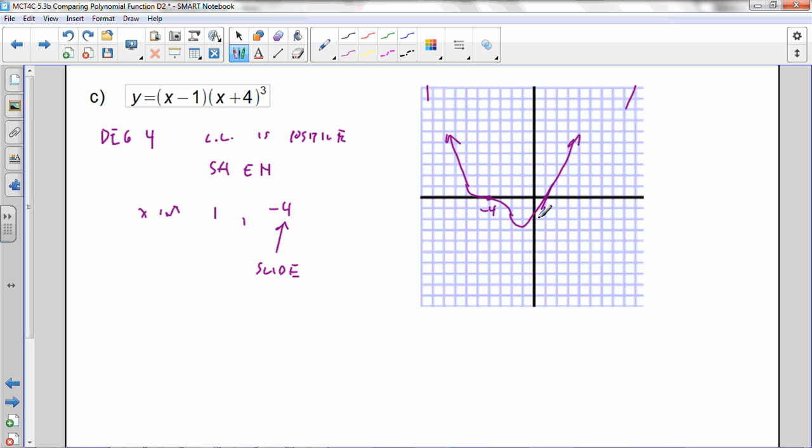And I'm going to calculate one single point. I like the y-intercept there. X is 0. 0 minus 1, 0 plus 4 to the exponent 3. This is -64. And so that point right there is (0, -64). And that is a graph of that function. That's pretty good, seeing as we started with the TI-83s, but now we don't need them as long as it's in this form.